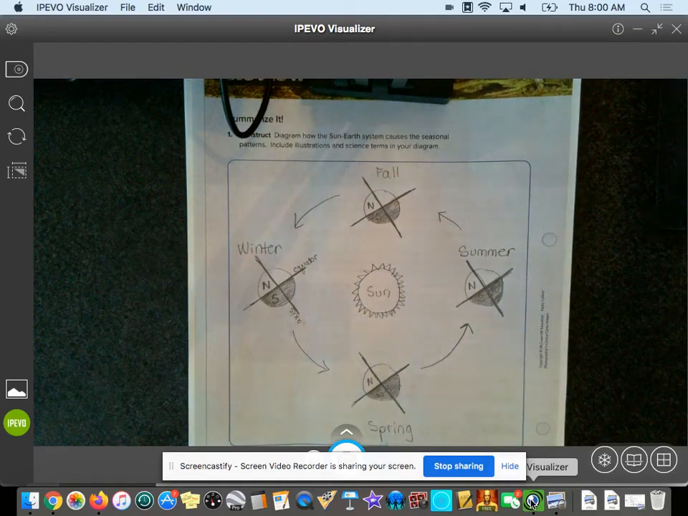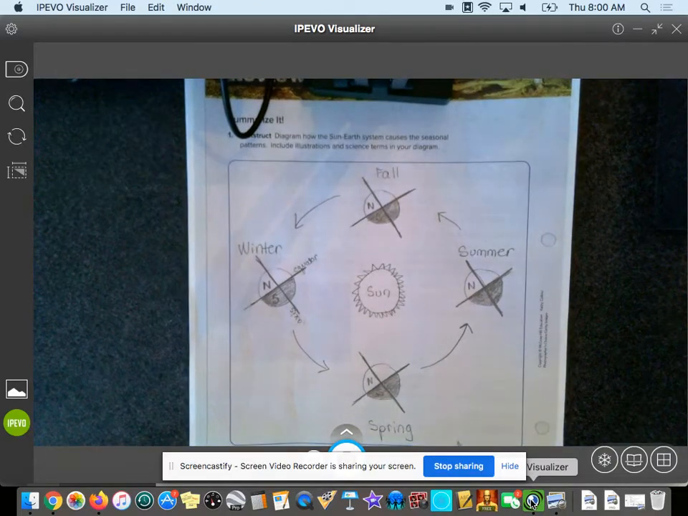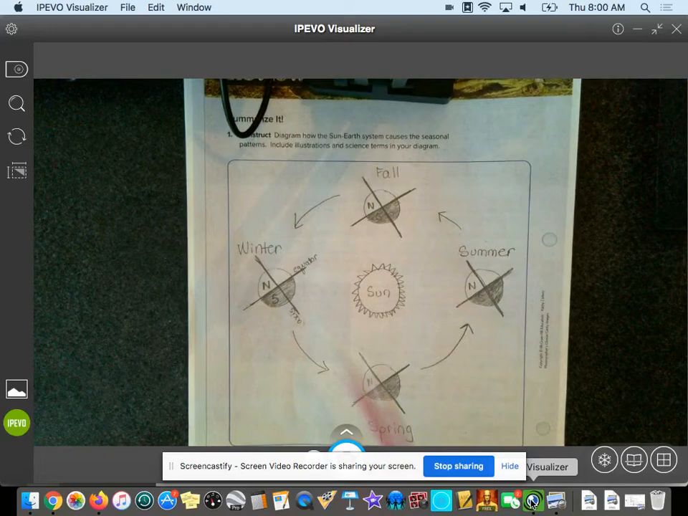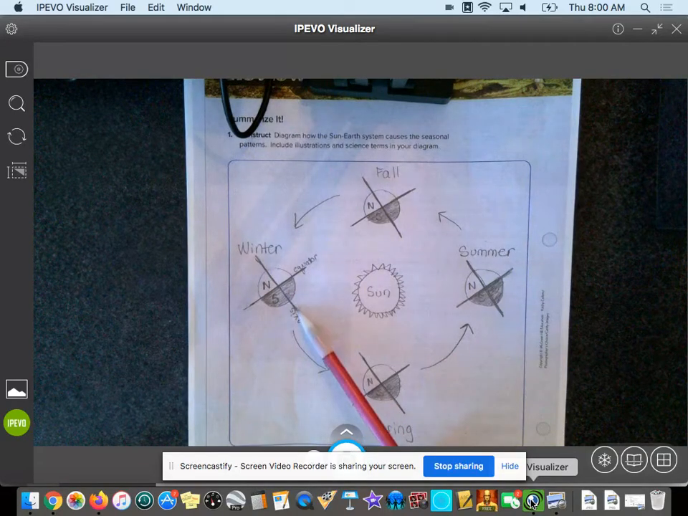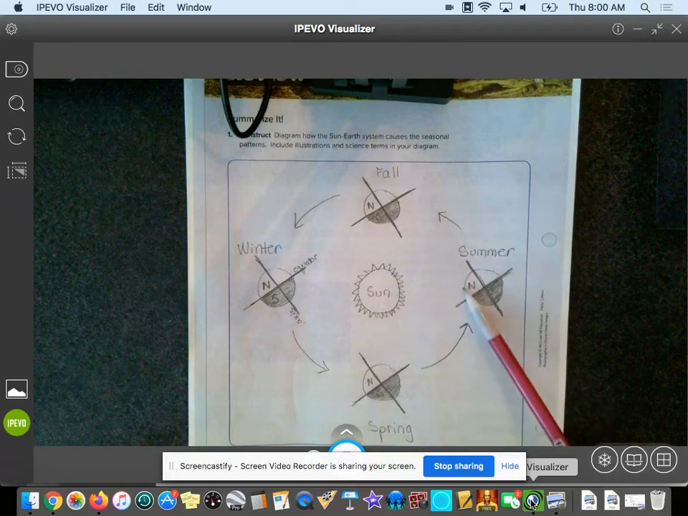Because that's one thing I want you to remember. Earth's axis always points in the same direction. So I had to make sure that when I drew the axis pointing in this direction, I did the same thing for each of these.